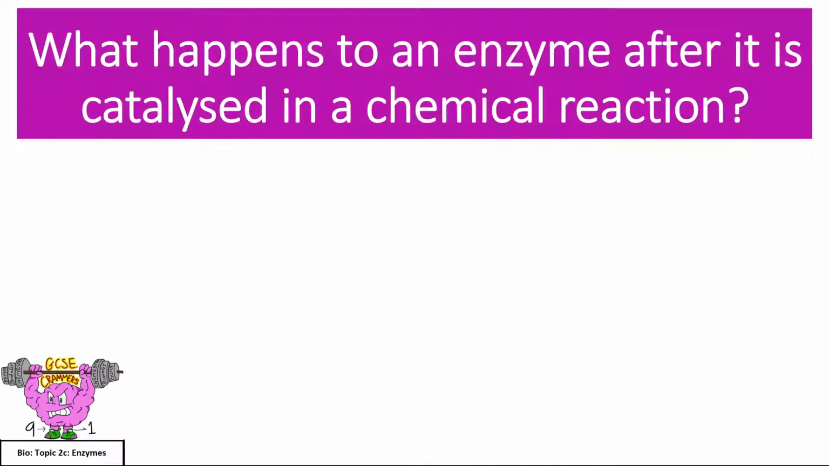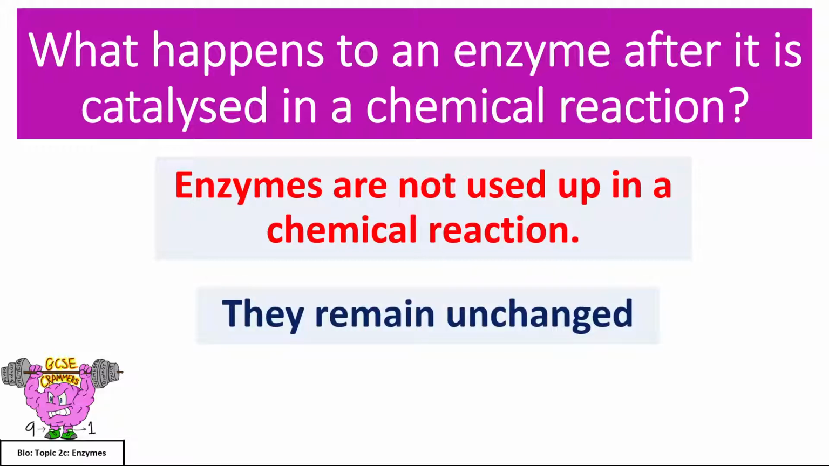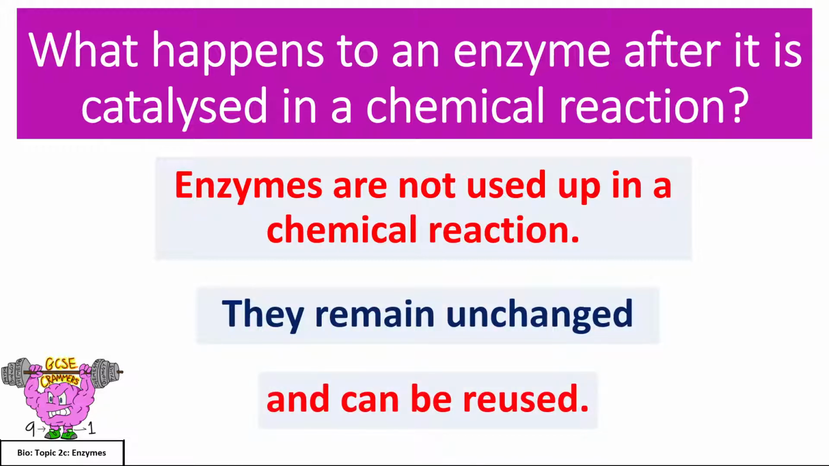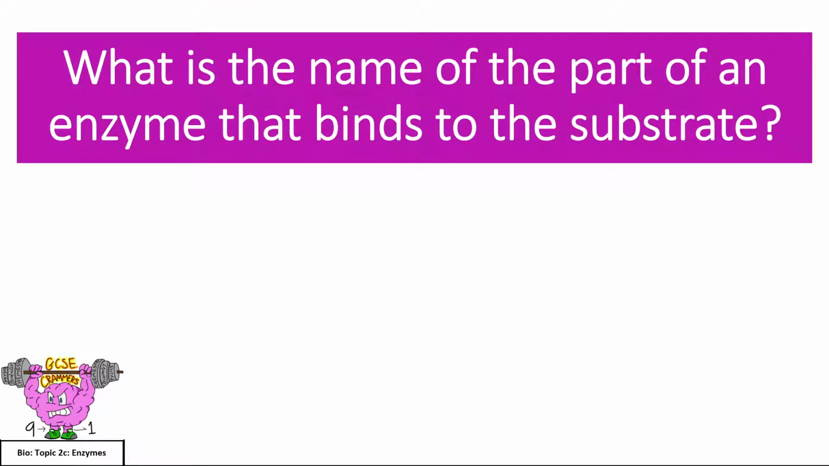What happens to an enzyme after it is catalysed in a chemical reaction? Enzymes are not used up in a chemical reaction. They remain unchanged and can be reused. What is the name of the part of an enzyme that binds to the substrate? The active site.